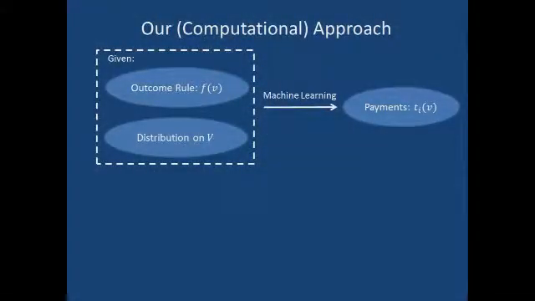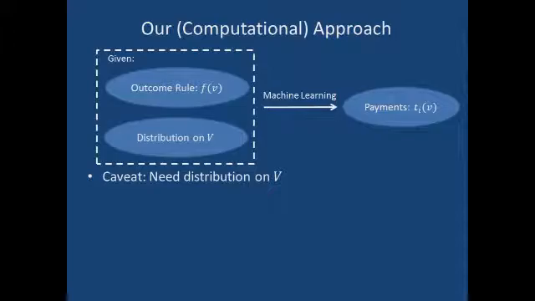Okay. So here's a high-level view of the computational approach that we're going to take. We assume that we're given an outcome rule. So we're given some procedure where if I give you reported valuations, I get the outcome that's computed. And I also assume that I'm given a distribution on the possible values of the agents. Now we're going to apply machine learning methods to learn a payment rule that works well with this outcome rule.